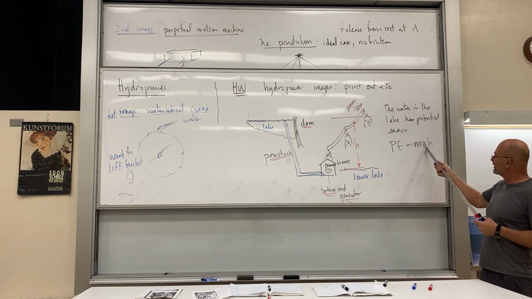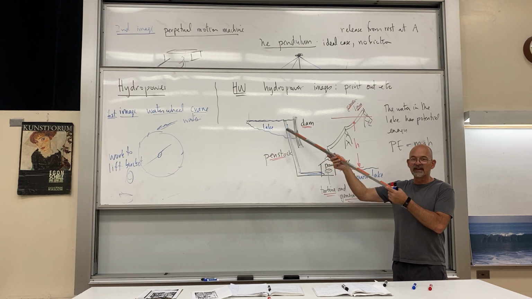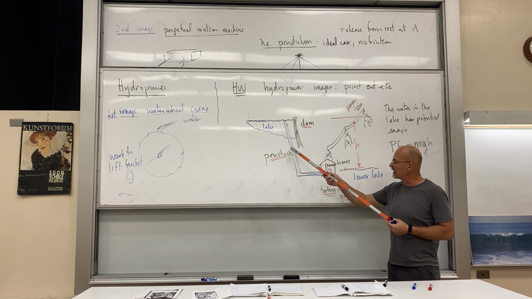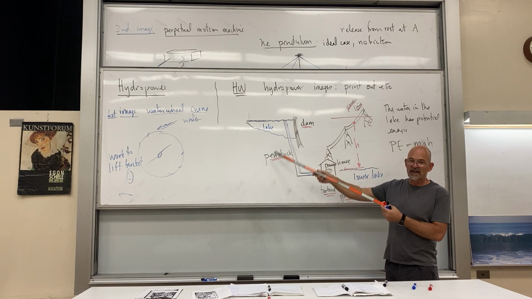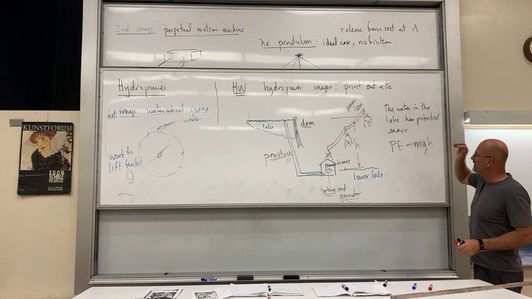Now, how many joules is this? An enormous number, because it's the mass of the entire lake full of water times g times a very large h. I'll put some numbers in here later, but it's important to recognize it's the same formula.